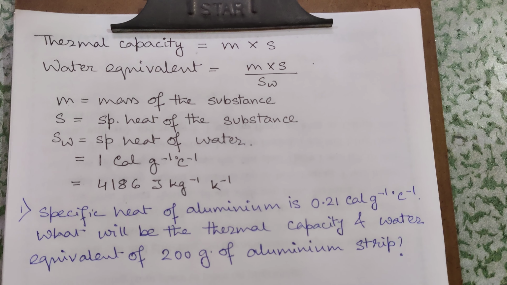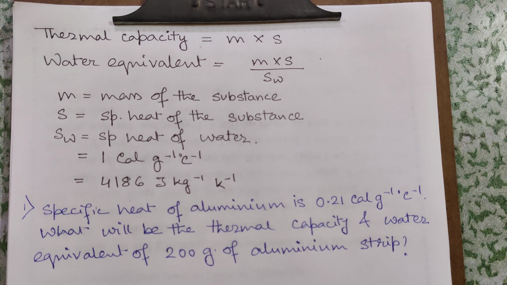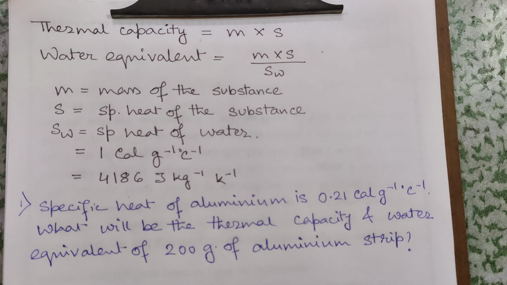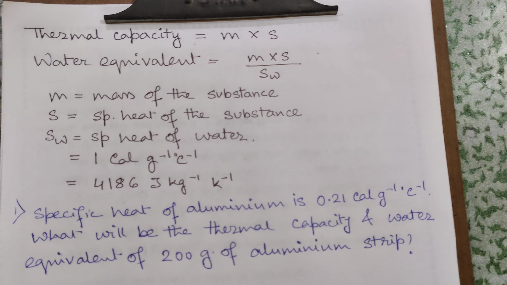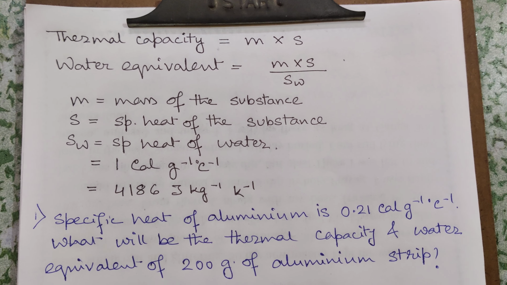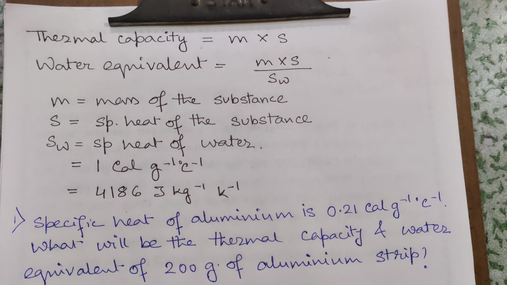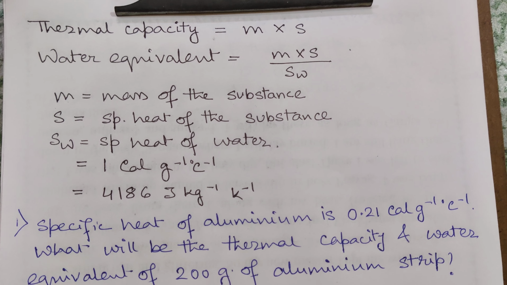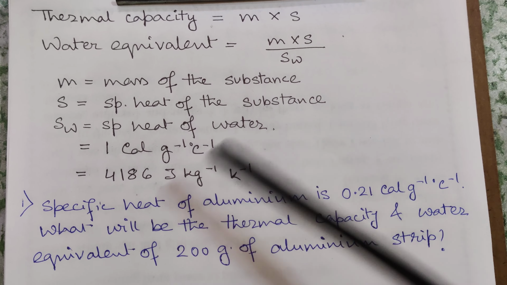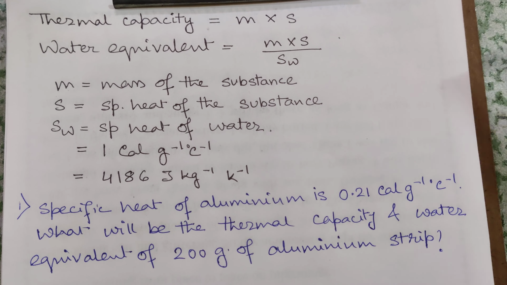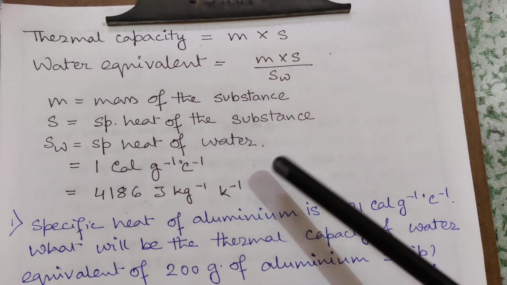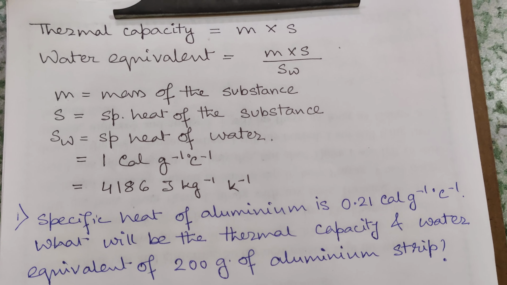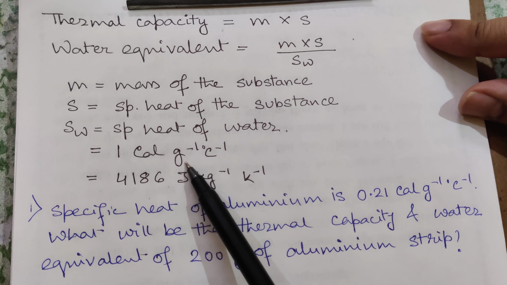Thermal capacity is the product of mass and specific heat capacity, that means M into S. Water equivalent is equal to M into S by SW, that means mass into specific heat of that substance divided by specific heat of water. In this equation, M is the mass of the substance, S is the specific heat capacity of the substance, and SW is the specific heat of water. In CGS, its value is 1 calorie per gram per degree Celsius.